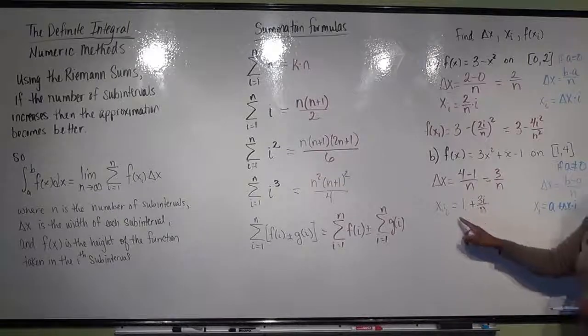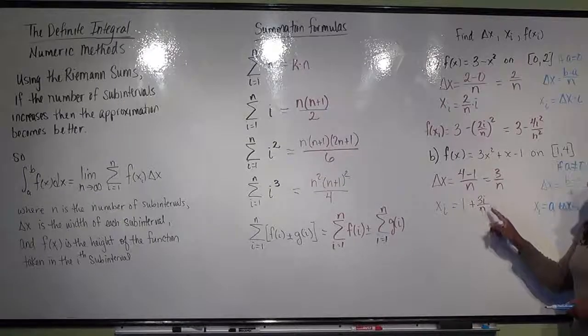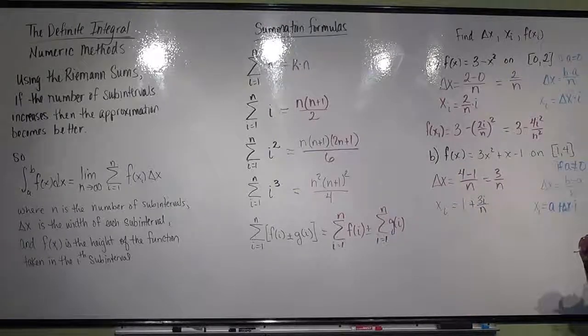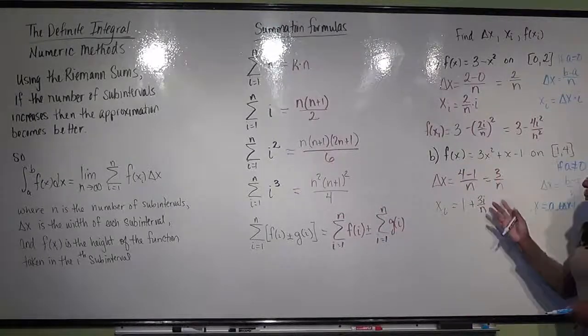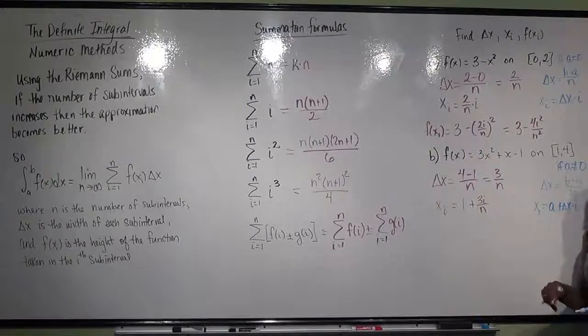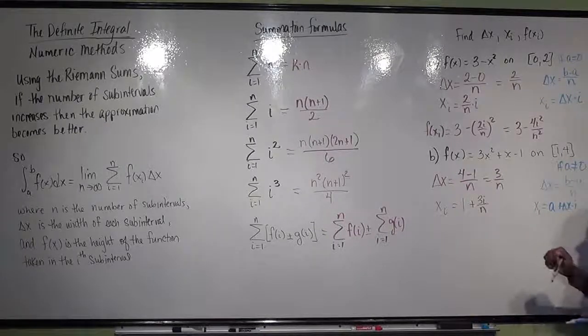So again, here I can see if I put in 0 for i, then my first point is going to be the start of my interval. It's going to be at 1. If I put in 3, I can see I'm going to get 1 plus 9 over n, which is going to be 3 subintervals away from 1.